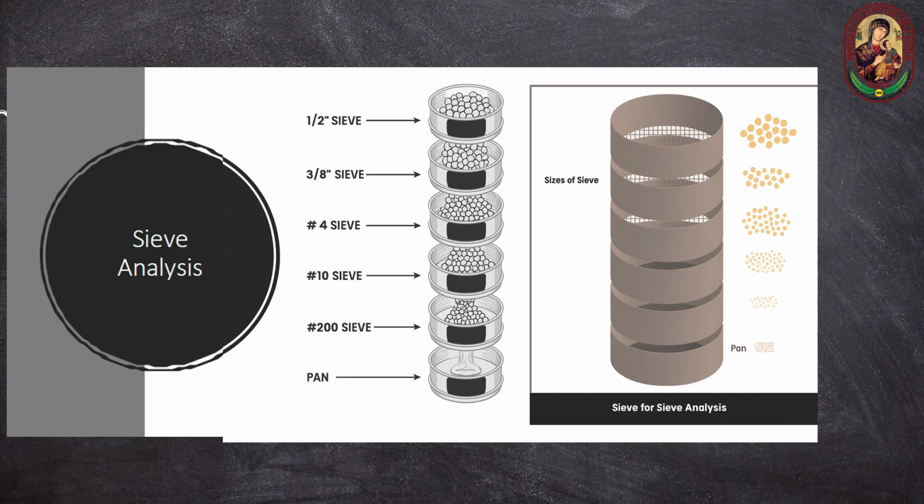When we pour the powder sample on top and shake the stack, particles separate according to size. The coarse ones stay up, the fine ones go down, and the finest dust-like particles settle in the pan. After sieving, we weigh the material collected on each layer, and from those weights, we determine the percentage distribution of particle sizes. This simple process tells us how uniform our powder really is, whether it will flow smoothly, compress evenly, or cause problems during tablet manufacturing.